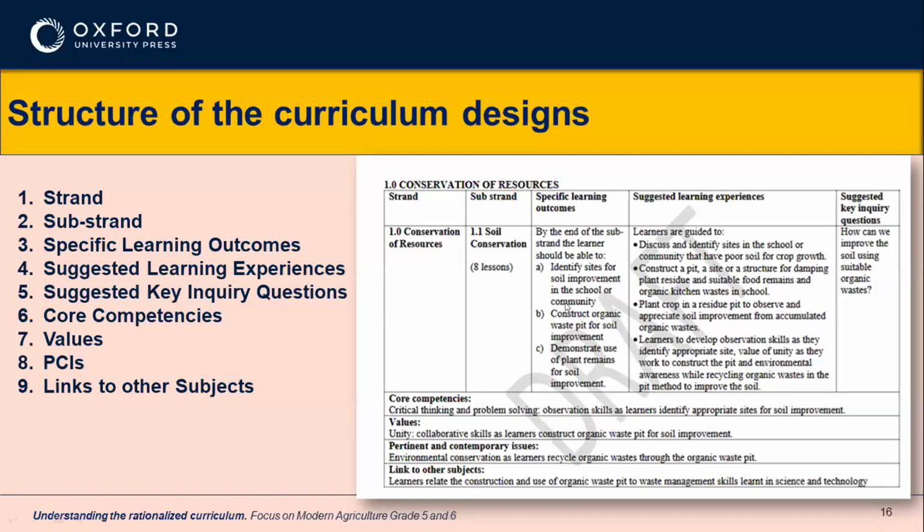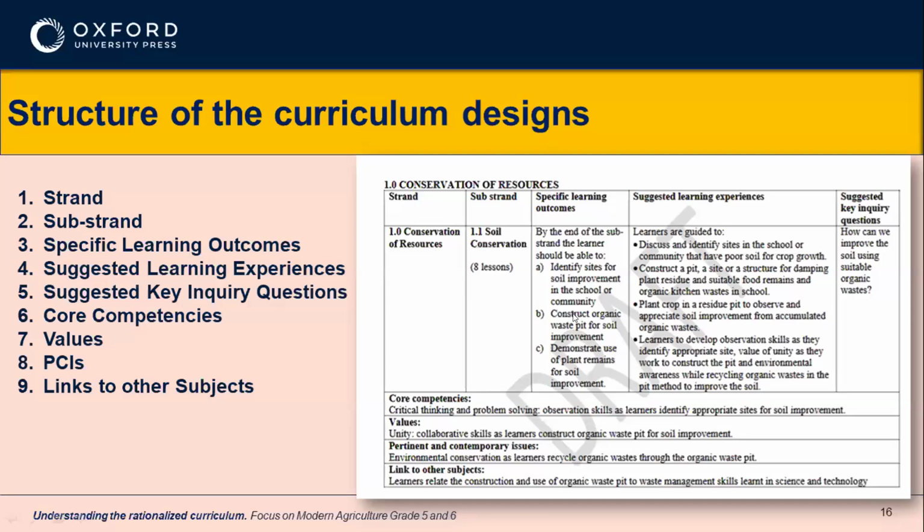Now, sticking to this a bit, the specific learning outcomes have 3 aspects that the teacher needs to know. The first one normally has an action word, and in this case, we can see the word identify. So what are the children going to do? They're going to identify sites for soil improvement. It normally talks about cognitive knowledge. It's a knowledge-based outcome. Then the second one always picks a skill that the children are going to practice after learning about it.